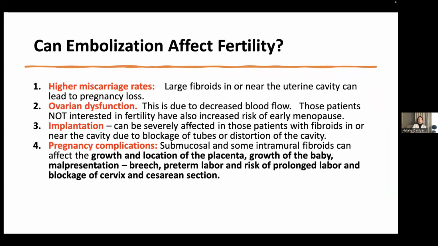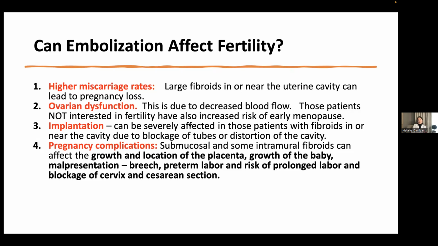So this is sort of, again, saying the same thing, but can embolization affect fertility? Yes, right? So higher miscarriage rates because you're not actually removing fibroids. So if there are fibroids near or in the uterine cavity, you're going to have a miscarriage, and the embolization is not going to stop you from doing it. Ovarian dysfunction, right? So decrease in blood flow to the ovaries. You may sort of have menopausal level hormone production, and that's definitely not helpful for fertility. But even if you're not interested in fertility, it may mean that you may go into menopause sooner than expected.